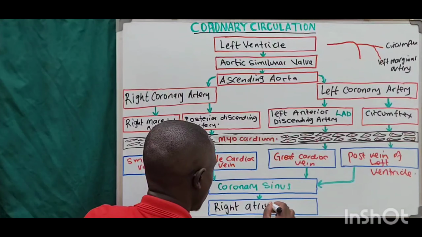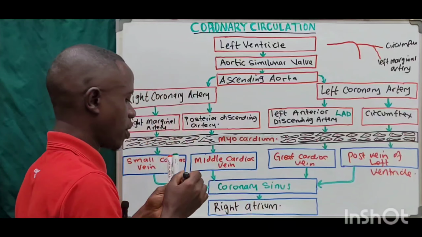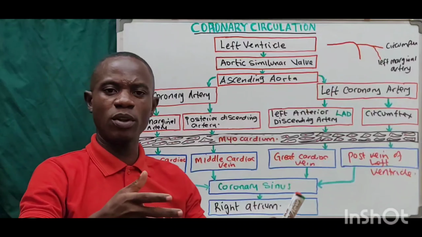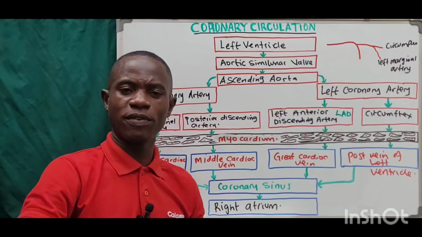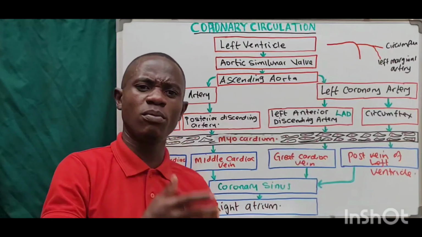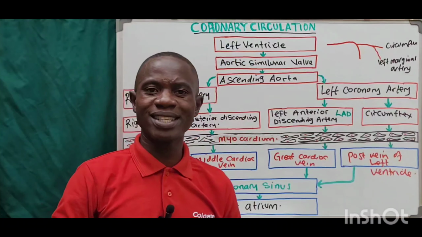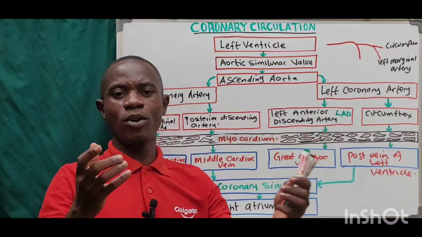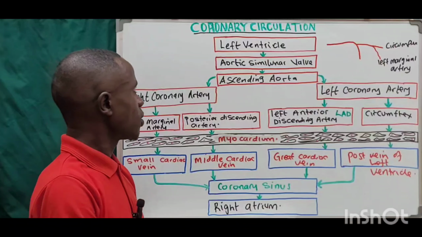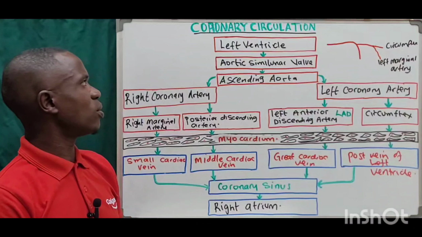atrium. Okay, the right atrium. And of course, the right atrium will now allow the blood to pass through the tricuspid valve into the right ventricle, and from there the right ventricle will squeeze this blood as if it has never squeezed before to enter the pulmonary circuit, from where you're going to be dropping the carbon dioxide and picking up oxygen. Okay, so now that briefly covers the coronary circulation.